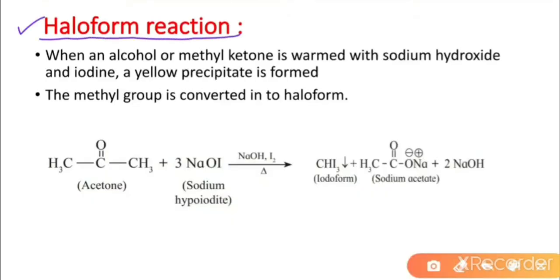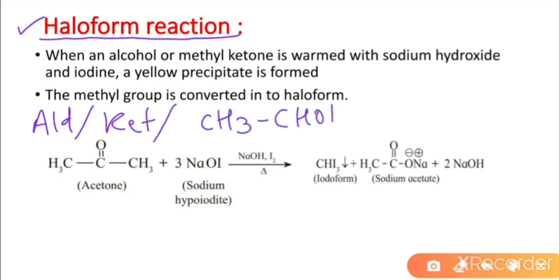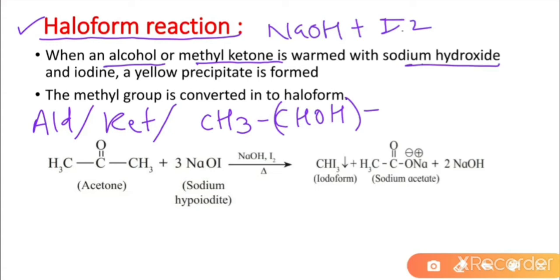Haloform reaction. The compounds like aldehyde, ketone, or the compounds which contain the CH3CHOH functional group give haloform reaction. When an alcohol or methyl ketone is warmed with sodium hydroxide and iodine, it gives yellow precipitate of iodoform via sodium hypoiodide.